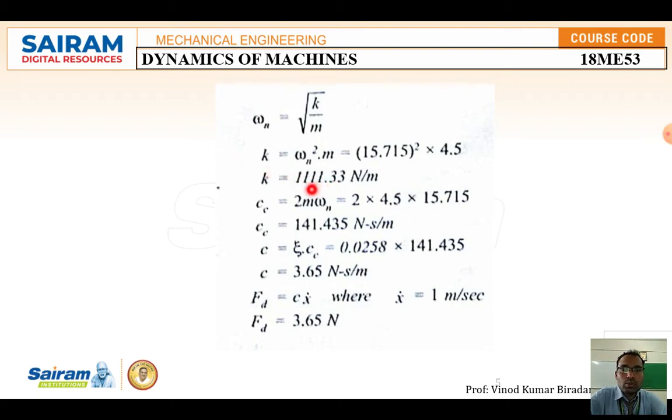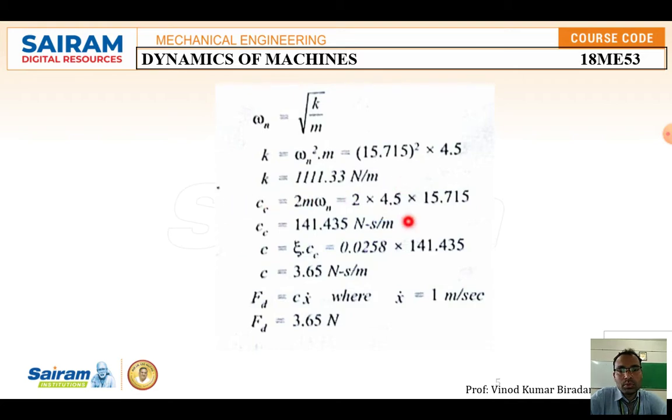1111.33, that is 1111.33 Newton per meter. So this is what they are asking, the force against the spring, this is the restoring force, kx. Once we know k, we know the formula cc is equal to 2 m omega n. Here the mass is there, omega n is already calculated, substitute here, you are going to get the critical damping cc equal to 141.435 newton second per meter.